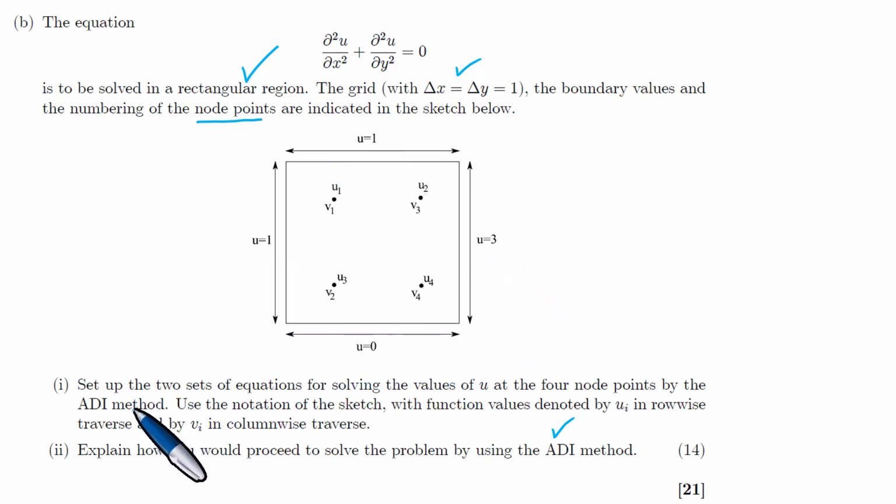Now the question: set up the two sets of equations for solving the values of u at the 4 node points by the ADI method. Use the notation of the sketch, with function values denoted by ui in the row-wise traverse and by vi in the column-wise traverse. Let us look at the row-wise traverse versus the column-wise traverse, and we will obtain the following results. Because it requires a lot of writing, we take note of the following.